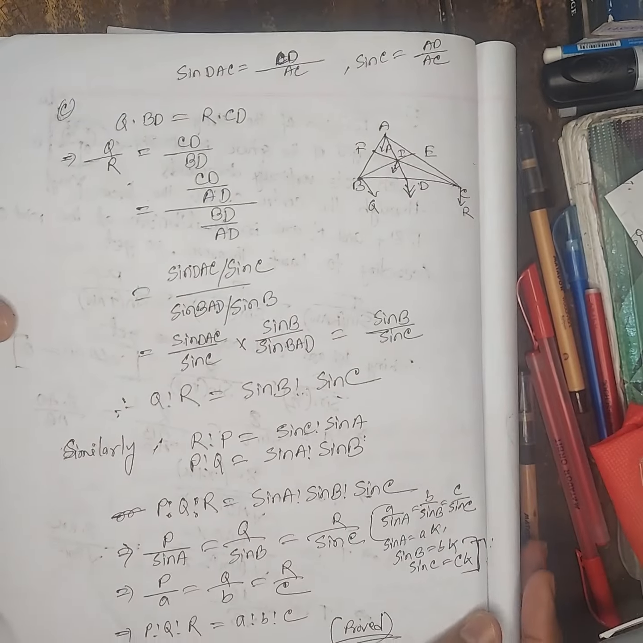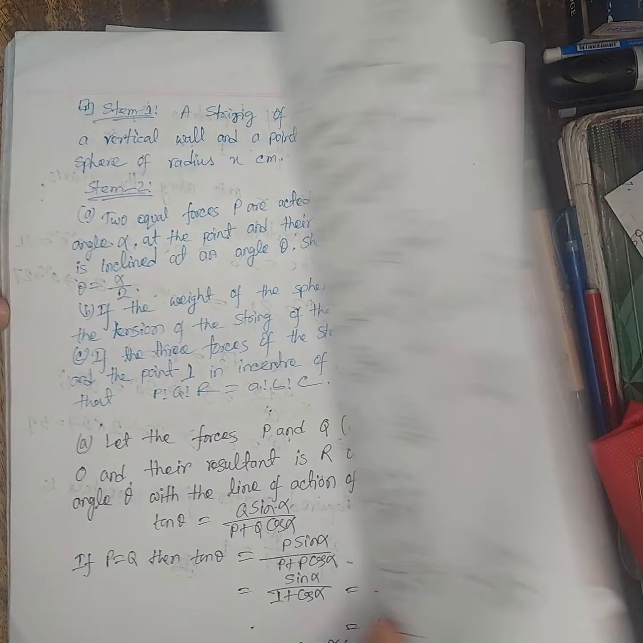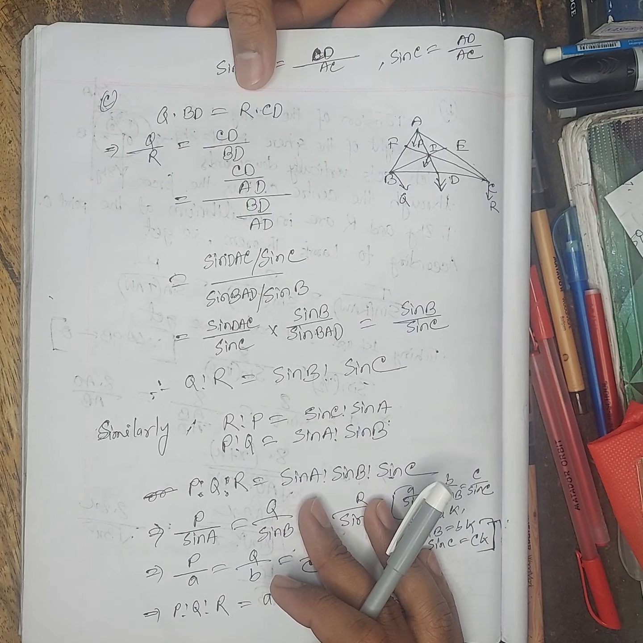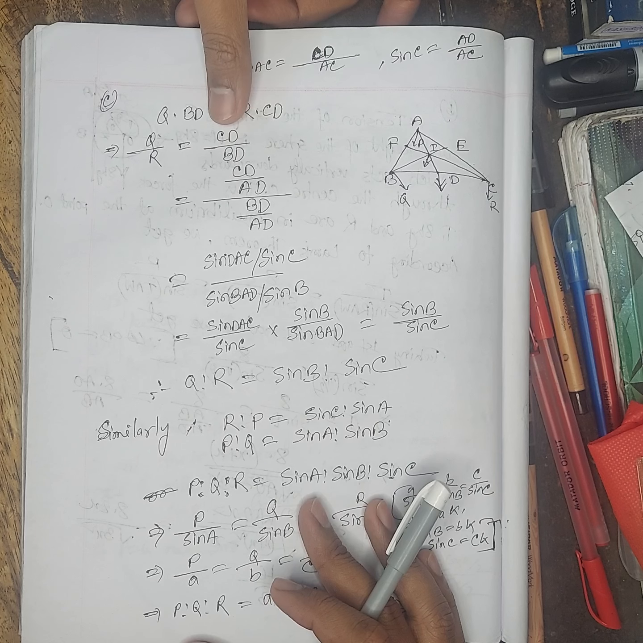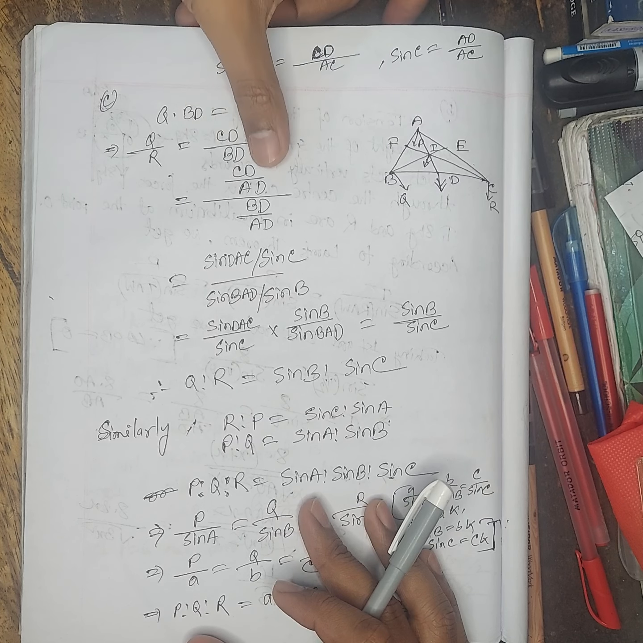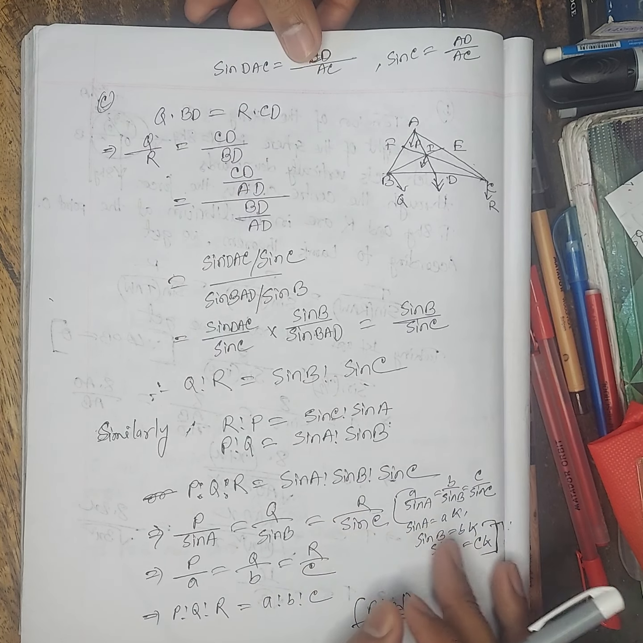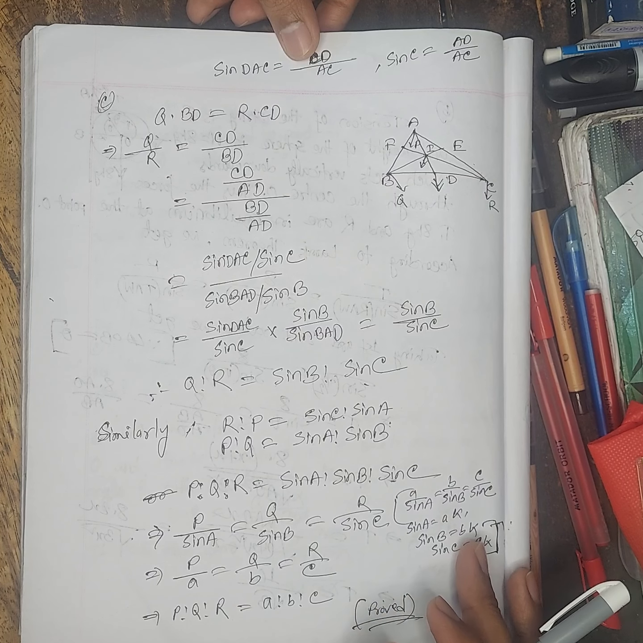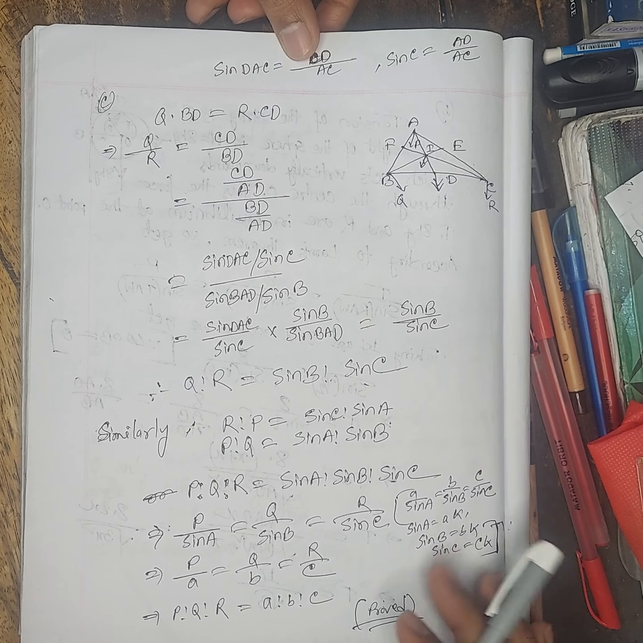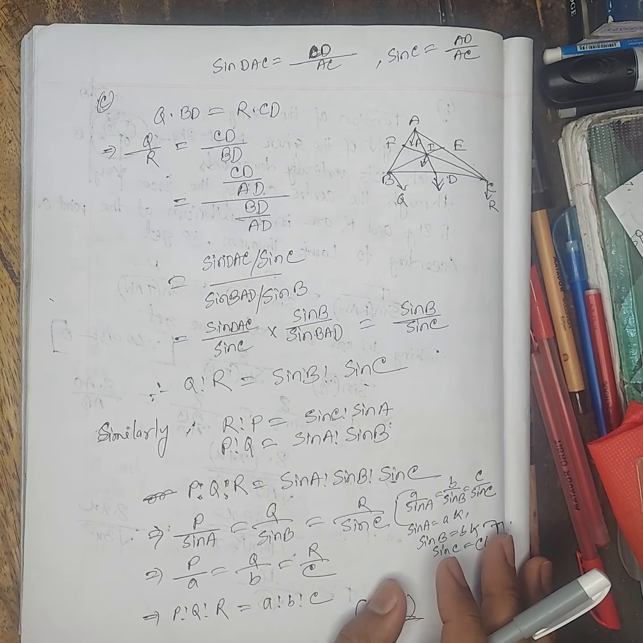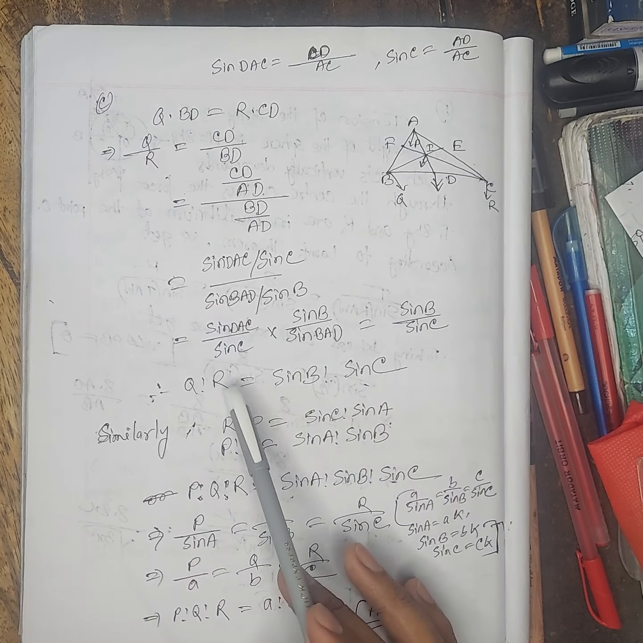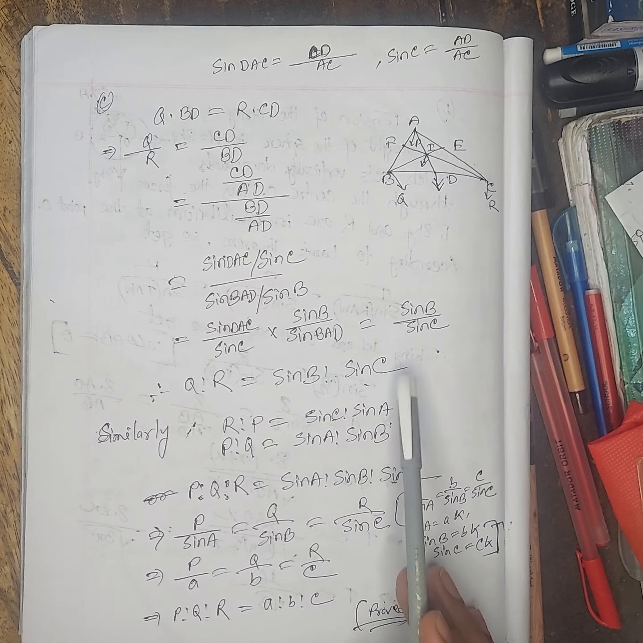And then part C. Q times BD is equal to R times CD. So Q by R is equal to CD by BD. CD by AD is equal to BD by AD. Sin DAC by sin C is equal to sin BD by sin B. So we get sin B by sin C here. So Q is to R is equal to sin B is to sin C.